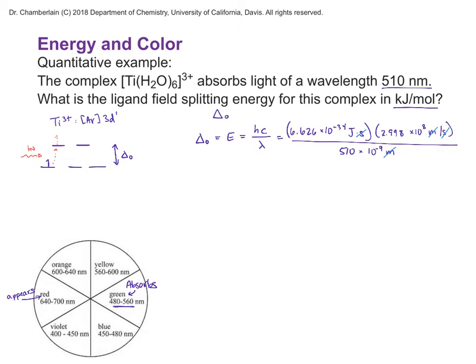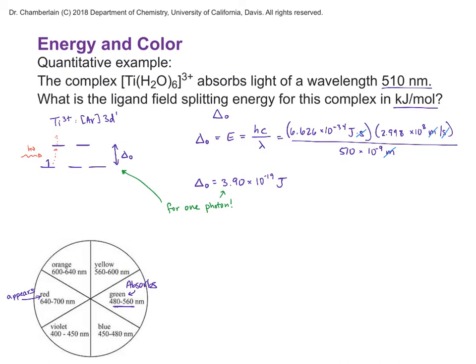What I get here is that delta O is equal to 3.90 times 10 to the minus 19 joules. Now that's not very many joules. In fact, 10 to the minus 19 is a pretty small energy. But what I have to realize is this is the energy for just one photon, right? This is the energy of one photon coming and doing that excitation, one excitation of one electron just once.